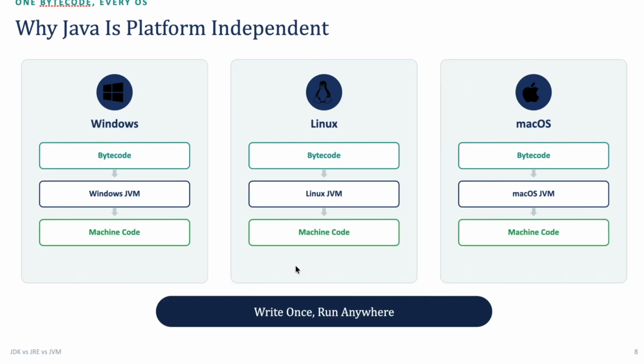So why is Java platform independent? As I said, you just convert to bytecode and you give the bytecode to your end users. Now in their system they have JVM downloaded. In Windows they have Windows JVM, Linux JVM, Mac OS JVM, whichever they are using, and they read the bytecode and it will convert it to the machine code which their system can understand. So that's why we say write once, run everywhere.